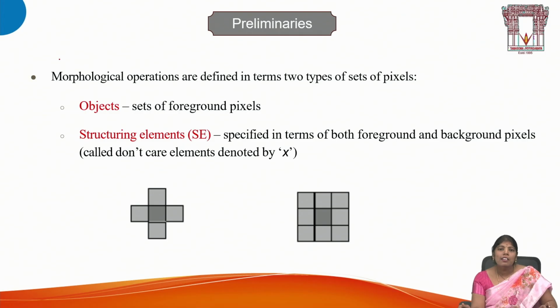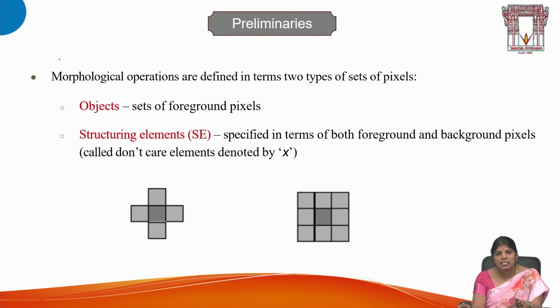What are the preliminaries to perform those operations? We need to learn set theory, which comes from linear algebra. For that we use two types of pixels: the first is the objects and the second is the structuring elements. The object is what is present in the image, and structuring elements are used to identify the objects. In the image we have the foreground as well as the background. The foreground is represented as 1, and background pixels, as don't care, are represented as 0.